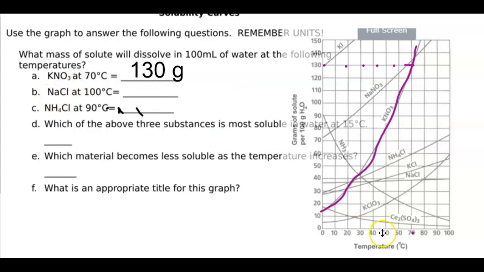Sodium chloride, which is salt at the boiling temperature of water. So my sodium chloride is this line here.